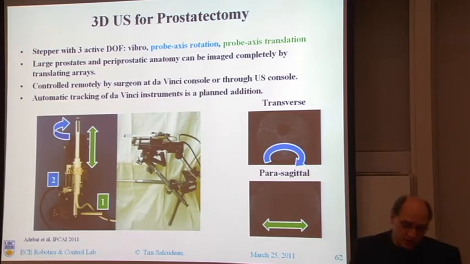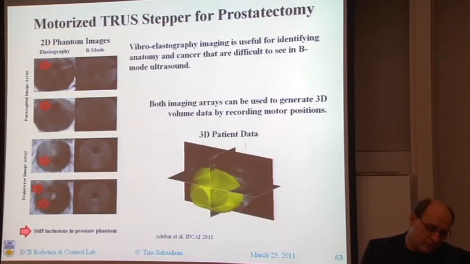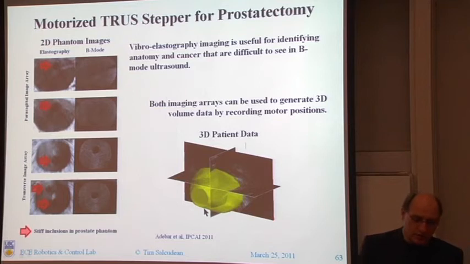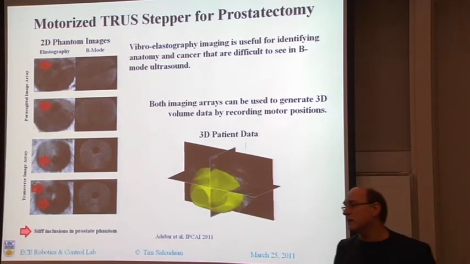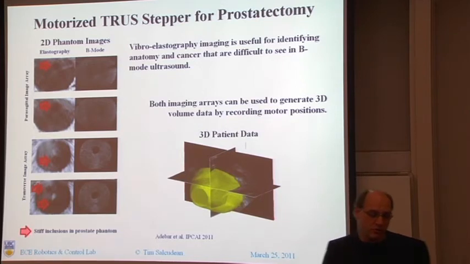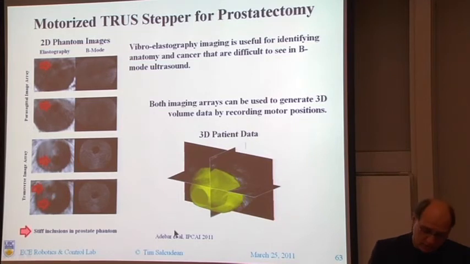And unlike conventional ultrasound, we also have elastography. Here are images that show the stiffer enclosure in a commercial elasticity phantom for the prostate, versus the B-mode image, which shows nothing. And this is actually an image of the patient data. And this is work by Troy Adebar. He's going to be at CMU on Sunday. He was accepted in the PhD program, and he's looking at where to go. He also will present this at IPCAI in Munich in June.